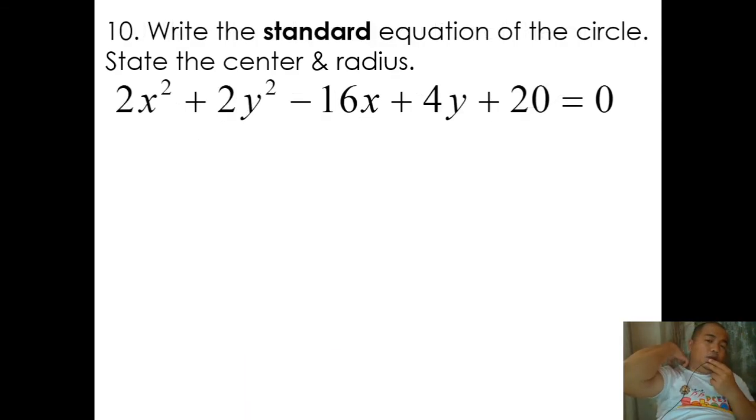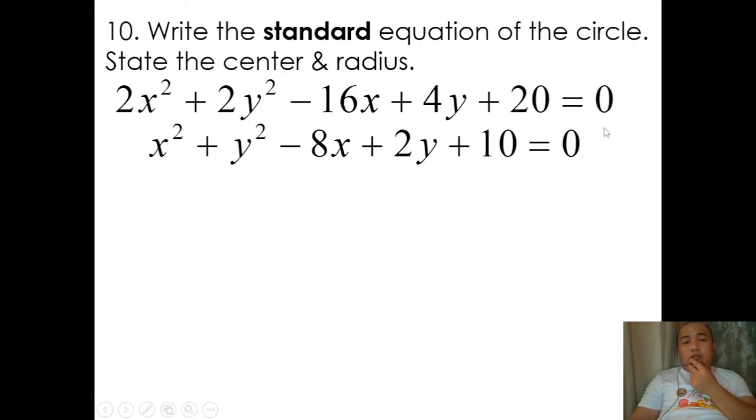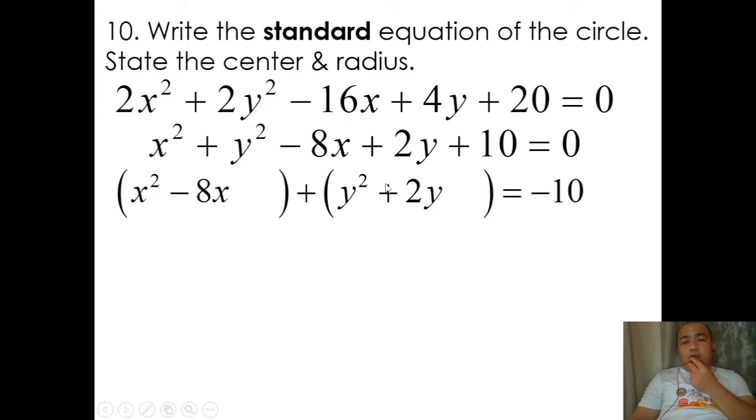Another, 2x squared plus 2y squared minus 16x plus 4y plus 20 equals 0. This is not written in general form because mayroong coefficient na 2 yung x squared and y squared. Dapat wala. So, first step, we must divide all terms by 2. So, it becomes x squared plus y squared minus 8x plus 2y plus 10 equals 0. Then, you transpose 10. Negative 10 siya.